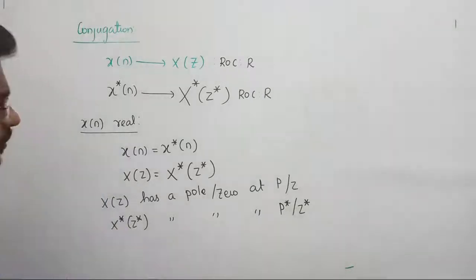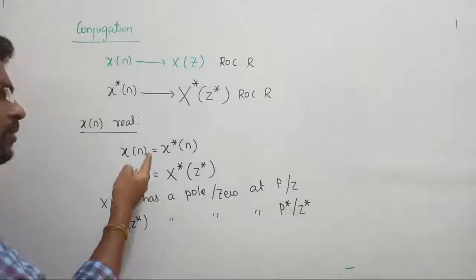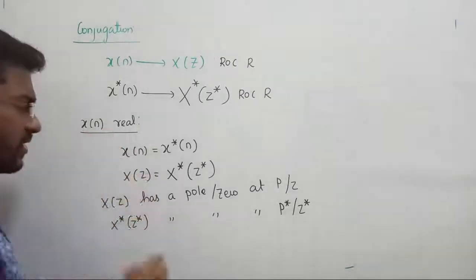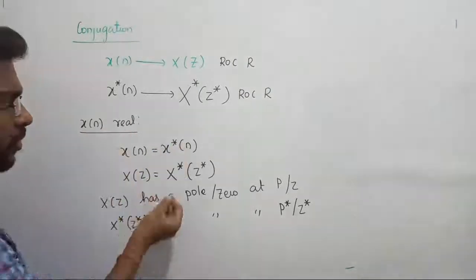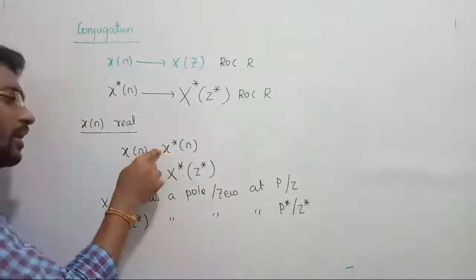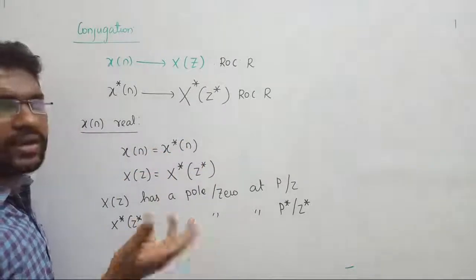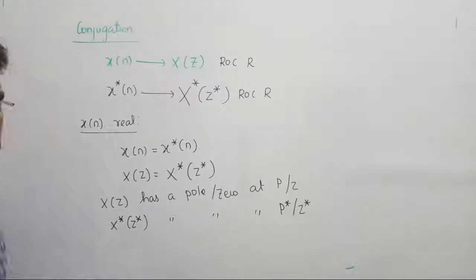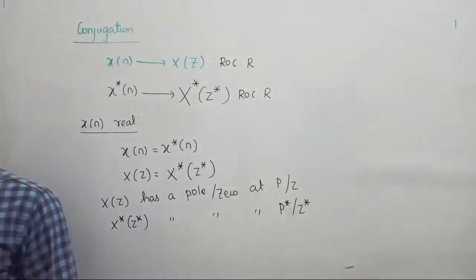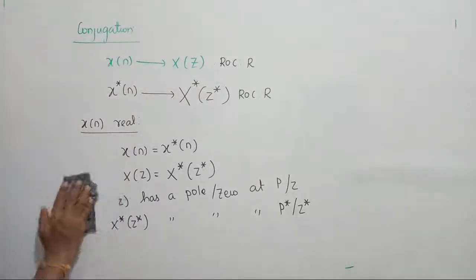Similarly, when x of n is imaginary, what will happen? It will be multiplied by a factor of minus. That is, while taking the conjugate, you are getting a minus here, right? The sign will change. That is called the imaginary property. So anyway, next we have to understand the question that will be tested for a few more.